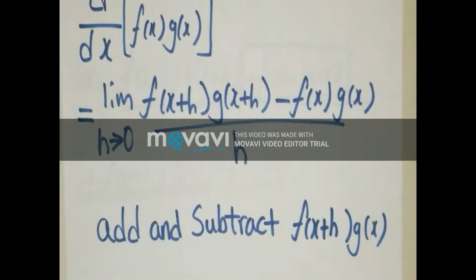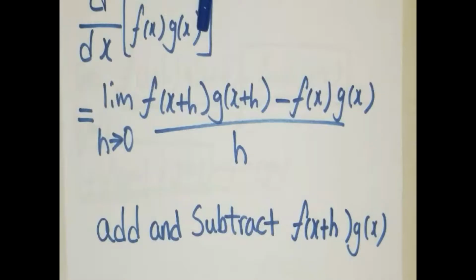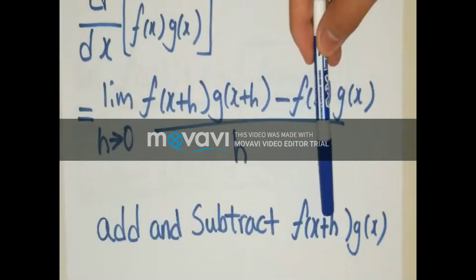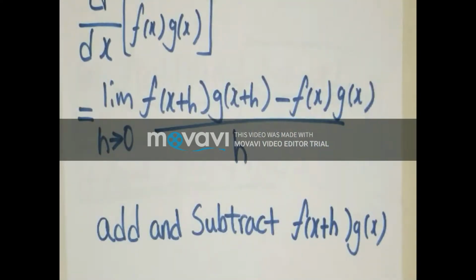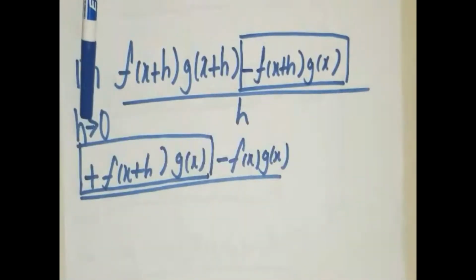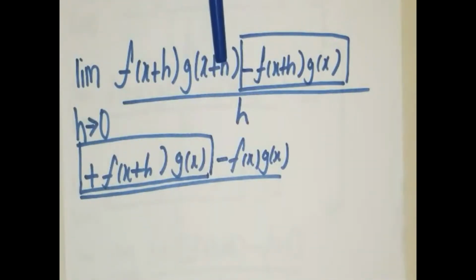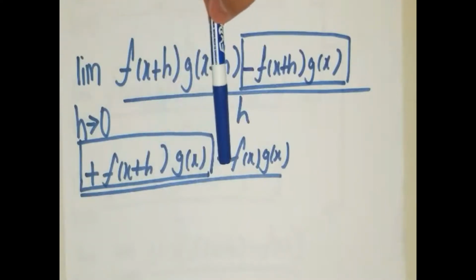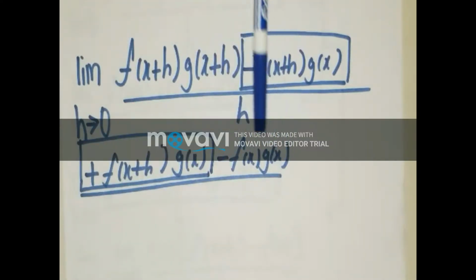By using the rule, d over dx of f(x) times g(x) is the limit as h goes to 0 of (f(x+h) g(x+h) minus f(x) g(x)) all over h. By adding and subtracting f(x+h) g(x) to this equation, we get the limit as h goes to 0 of (f(x+h) g(x+h) minus f(x+h) g(x) plus f(x+h) g(x) minus f(x) g(x)) all over h.